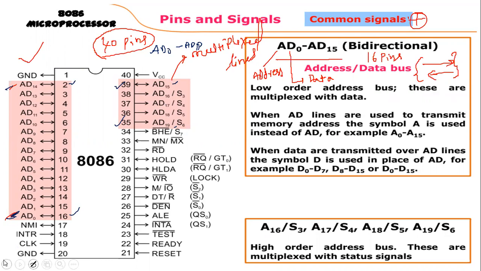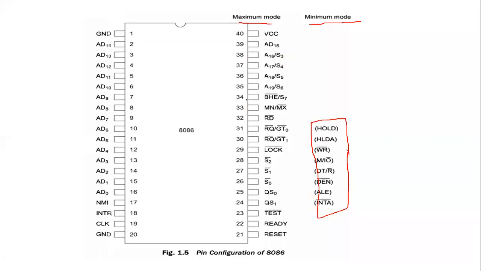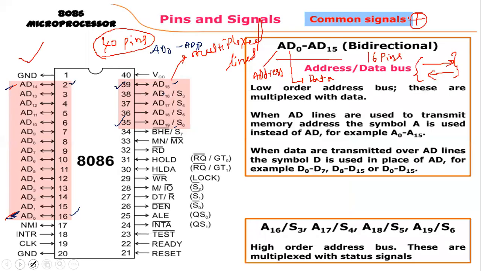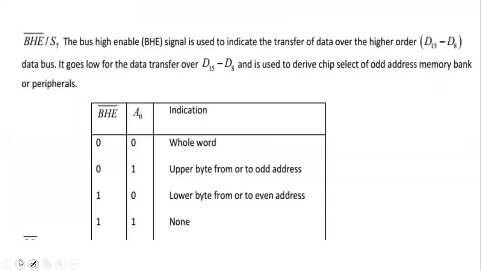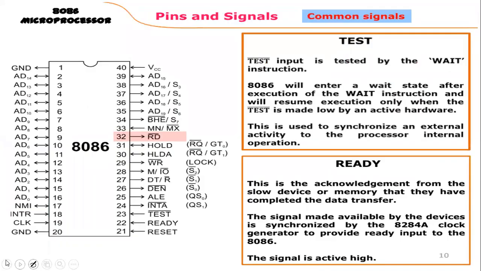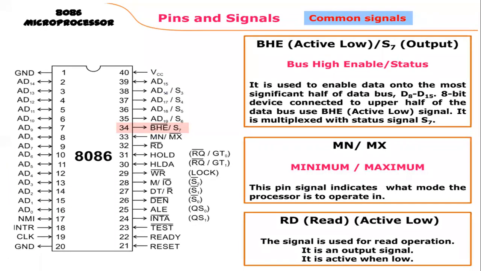By mistake here, these are not AD16. This is only A16. Sorry, this one has only A16, not AD19. Only AD15 is there. This is only A16. I hope that all the diagrams I am using are right, but you can correct that. It is not the AD16 lines. These are only A16 and above, up to A15 is AD.